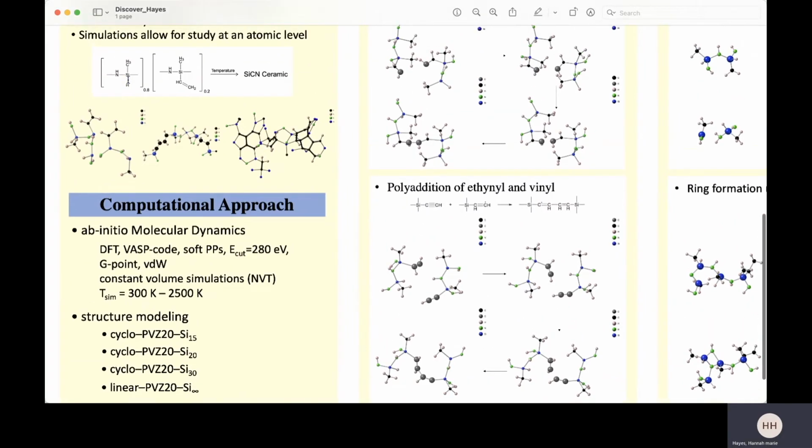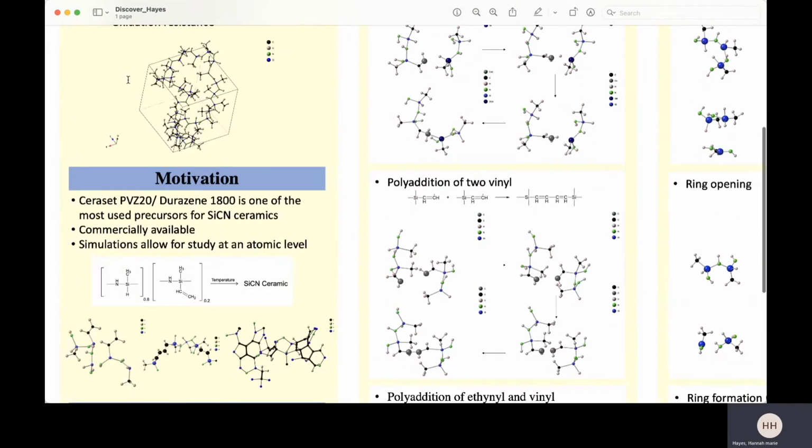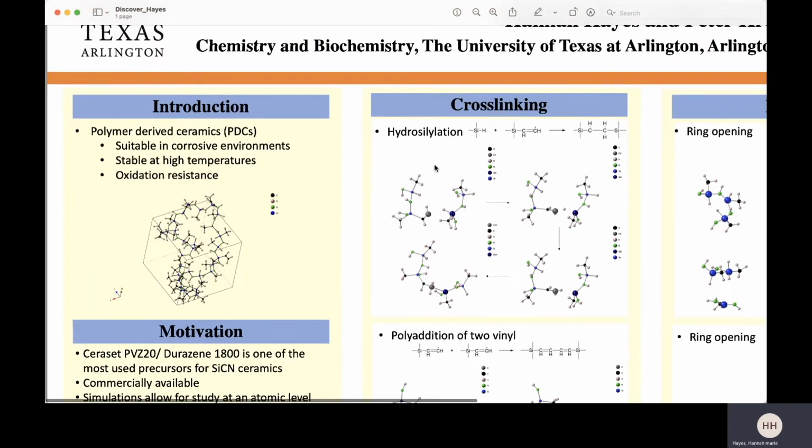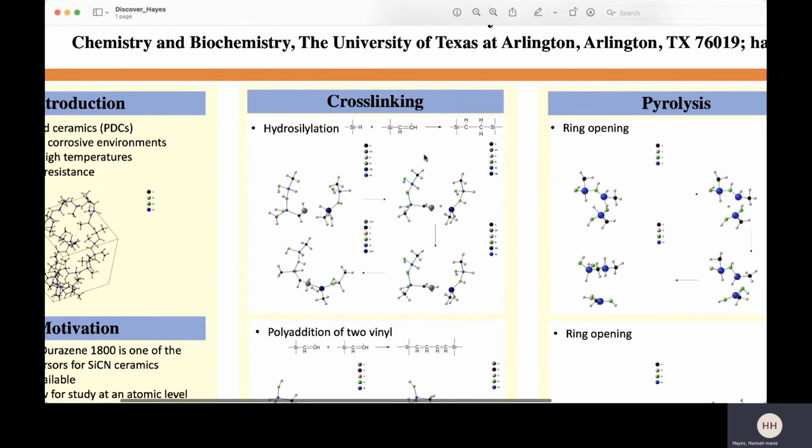This first image for the reaction shows a cross-linking reaction, which is a hydrosilylation reaction. As you can see here, this hydrogen atom leaves the silicon atom, and then this three-coordinated silicon atom interacts and binds with this vinyl group, creating this cross-link reaction.